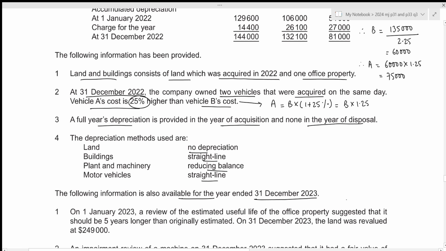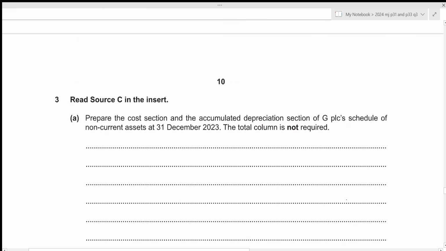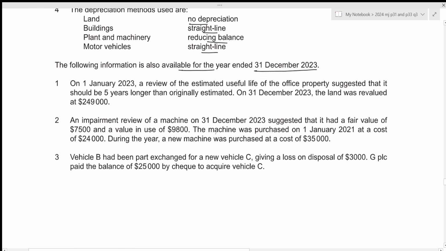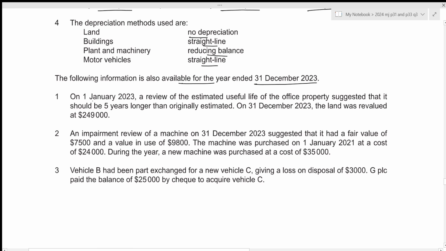First of all, let us take a look at our question. We need to prepare the cost section and the accumulated depreciation section of GPLC's schedule of non-current assets at 31st December 2023. Okay, so we need to prepare the same thing but for the year 2023. Now, on 1st January 2023, a review of the estimated useful life of the office property suggested that it should be 5 years longer than originally estimated.